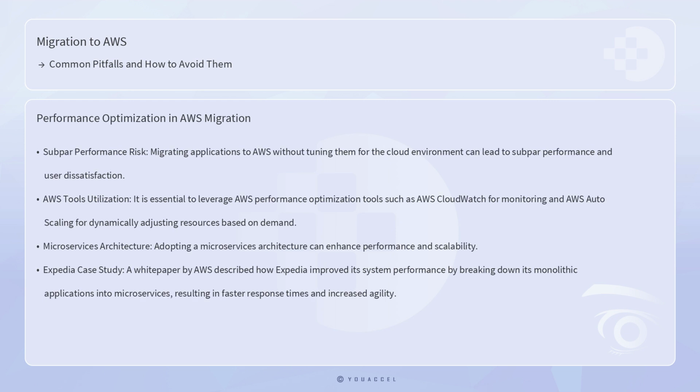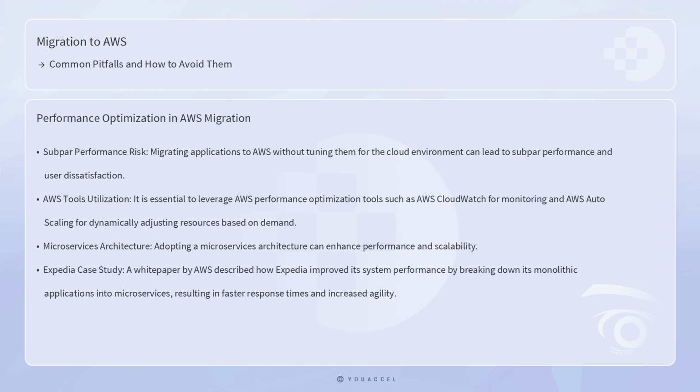Performance optimization is another critical area where organizations can stumble during AWS migration. Migrating applications to AWS without tuning them for the cloud environment can lead to subpar performance and user dissatisfaction. It is essential to leverage AWS performance optimization tools, such as AWS CloudWatch for monitoring and AWS autoscaling for dynamically adjusting resources based on demand.